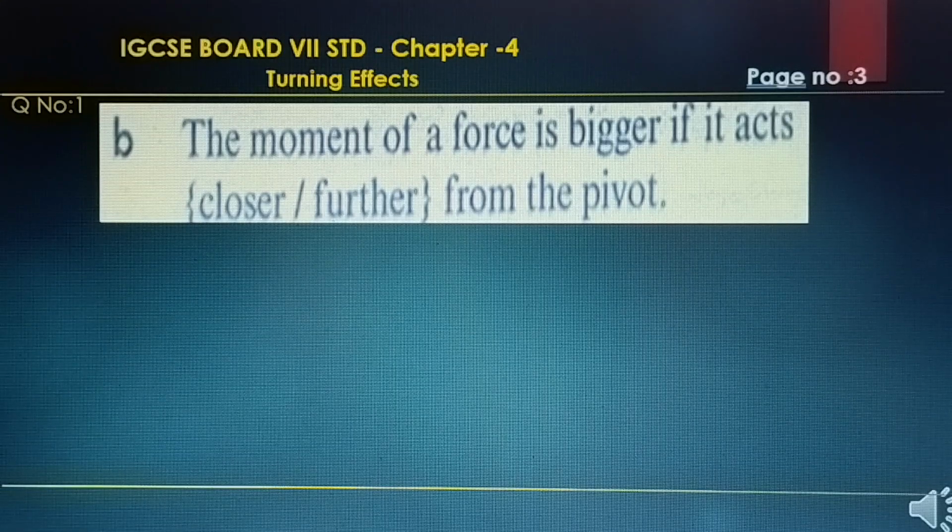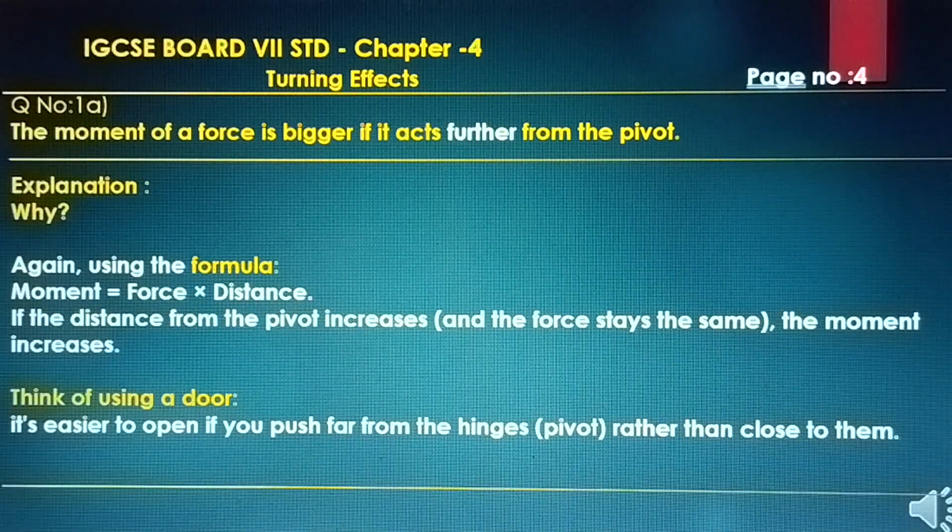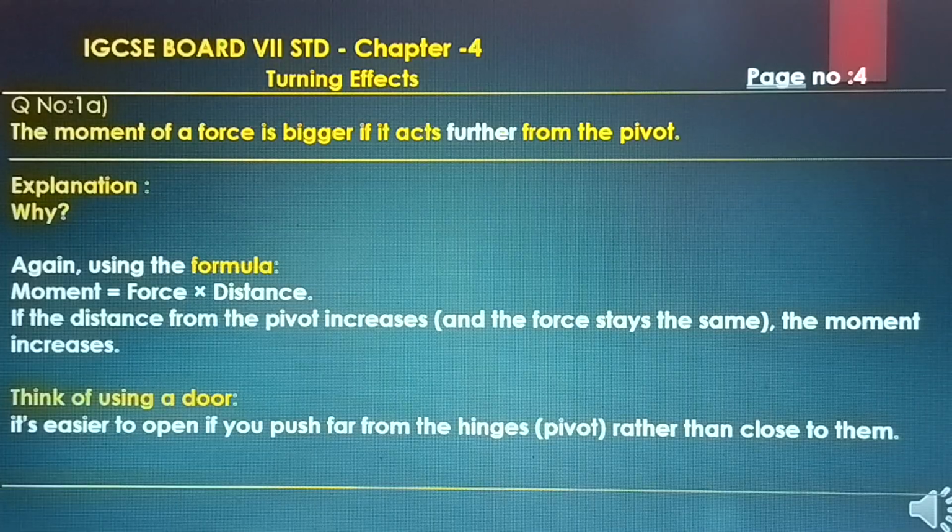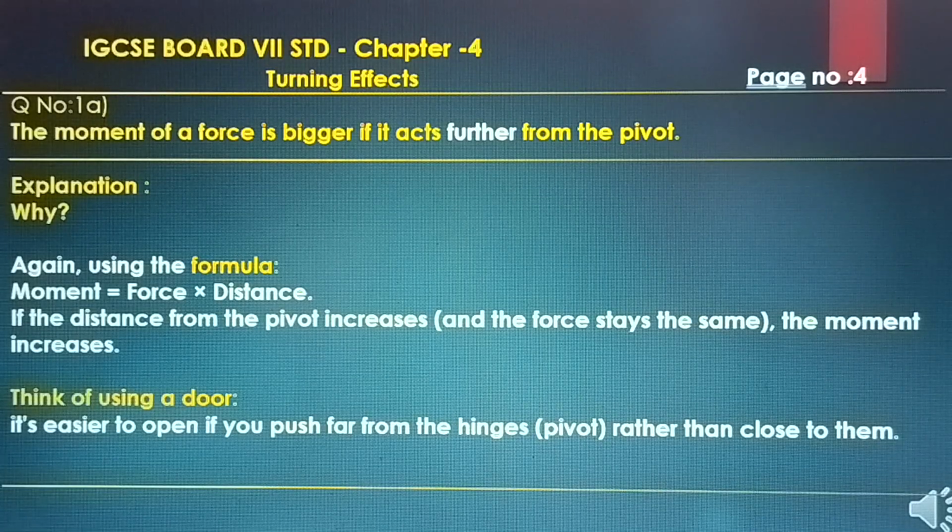Question B. The moment of a force is bigger if it acts further from the pivot. Explanation: using the formula moment equals force into distance, if the distance from the pivot increases and the force stays the same, the moment increases. Think of using a door. It's easier to open if you push far from the hinge pivot rather than close to it.